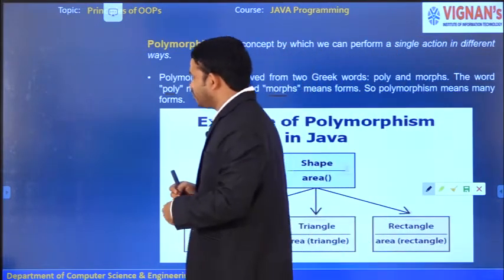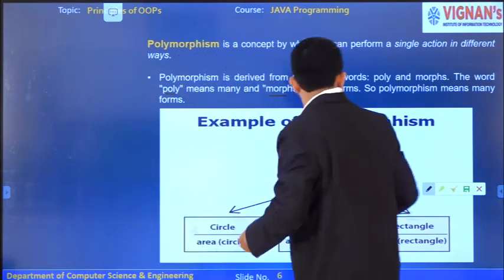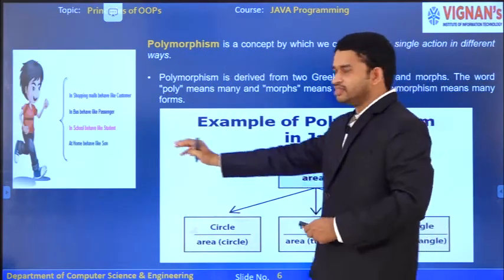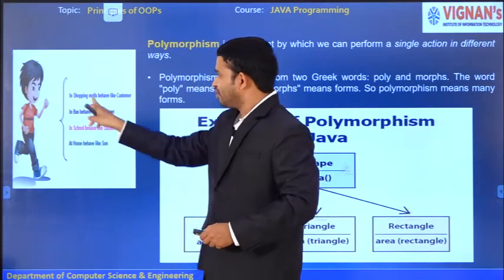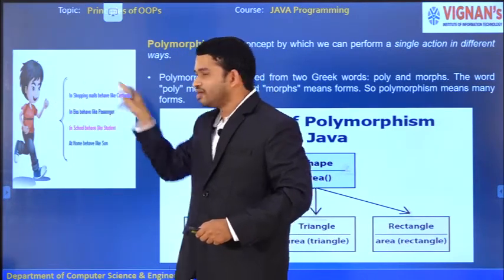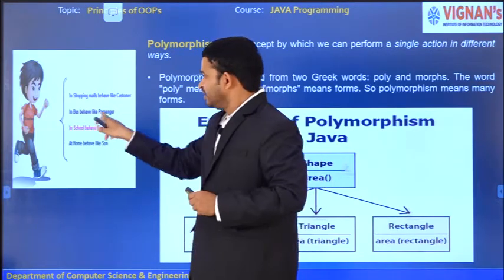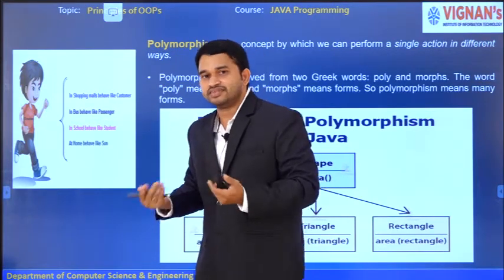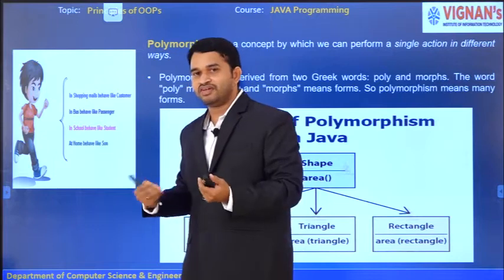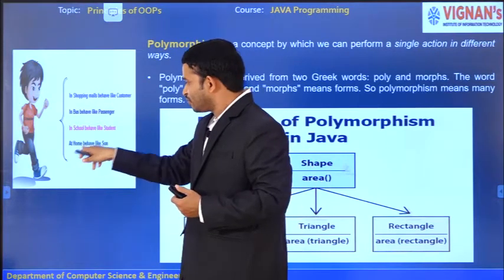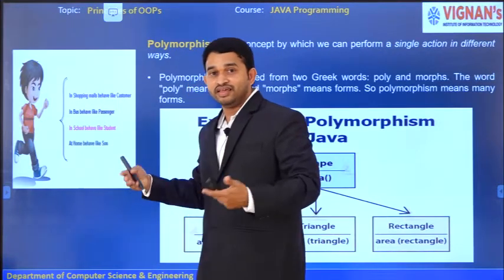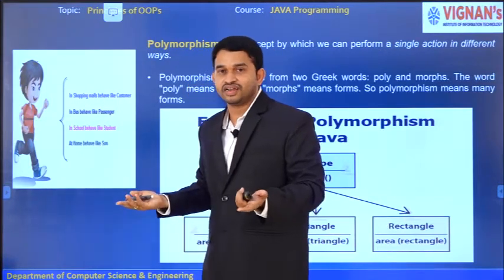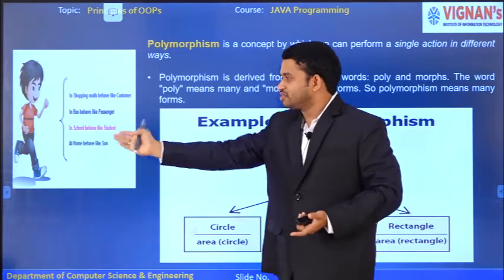Take an example: one person, one boy. The same boy in a shopping mall behaves like a customer, in a bus he behaves like a passenger, in school he behaves like a student, and at home he behaves like a son. So the same person performs different actions, and we call that polymorphism. This is a simple example.